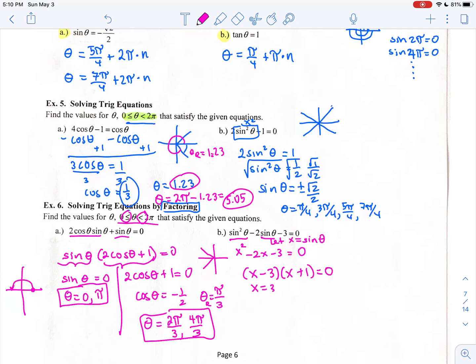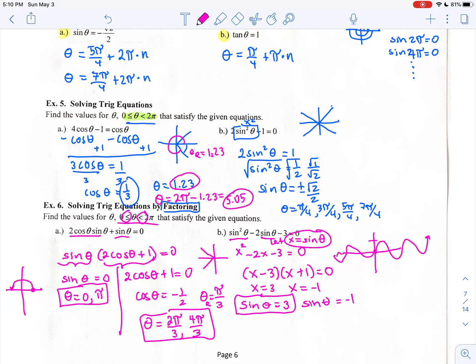That's x minus 3, x plus 1 equals 0. If I were to solve this, I would set x equal to 3 and x equals -1. However, x isn't what I'm trying to solve for. I'm trying to solve for theta. So what I do is I had let x be equal to sine of theta at the beginning. I'm going to resubstitute sine of theta back in for x on both of these equations. And when I think about this, sine of theta equals 3. Is there ever a time when sine of theta is equal to 3?